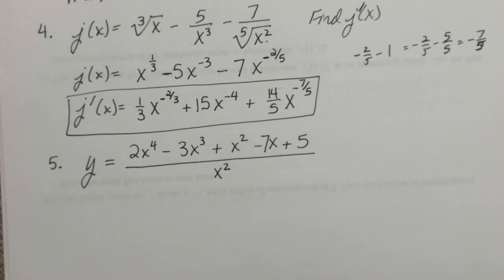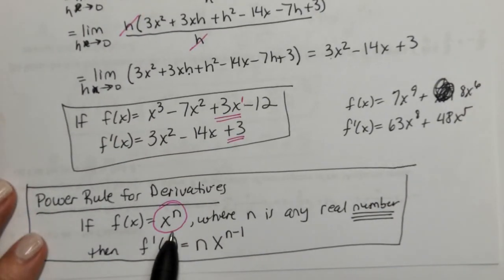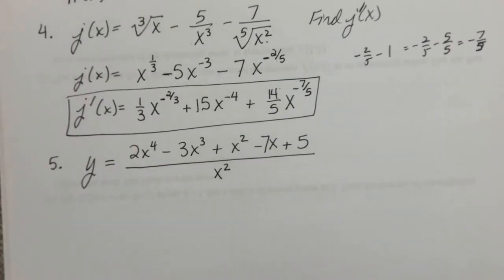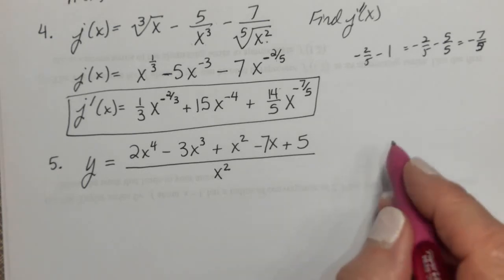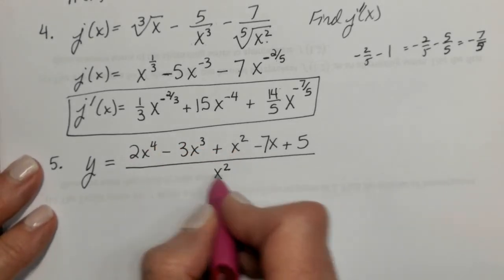Okay, we have to get this all into just x to the n power. It has to be x to the n power. This is definitely not x to the n power. This is a quotient, right? So we have to get it so it's all just x to a power. So I need to divide. I call this a quickie divide.